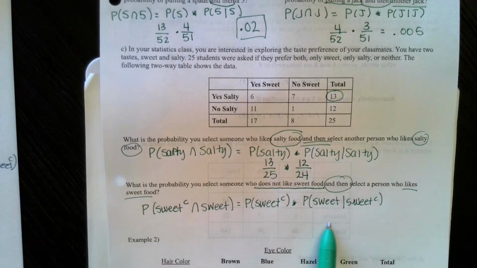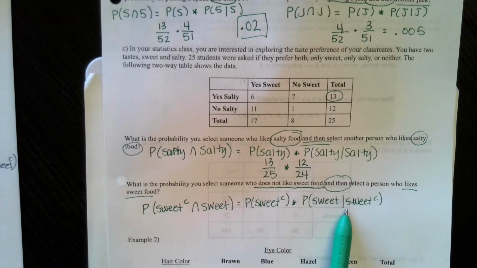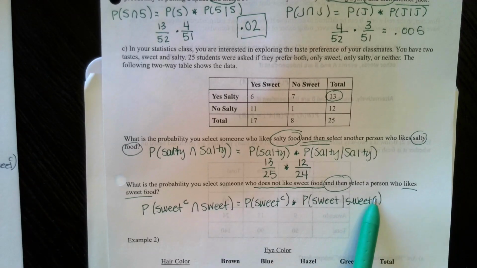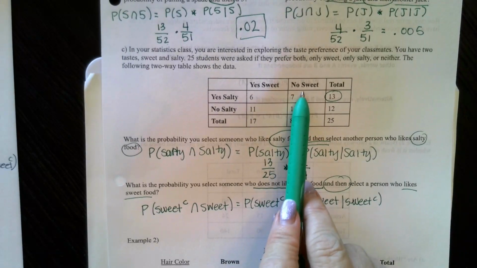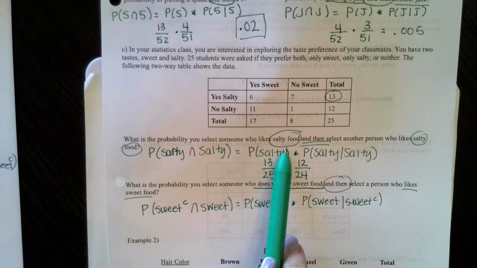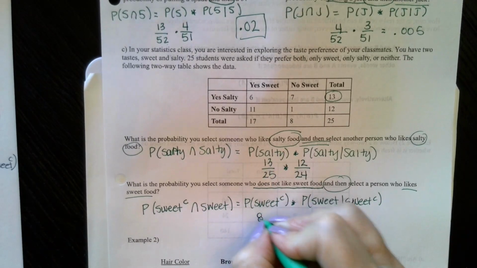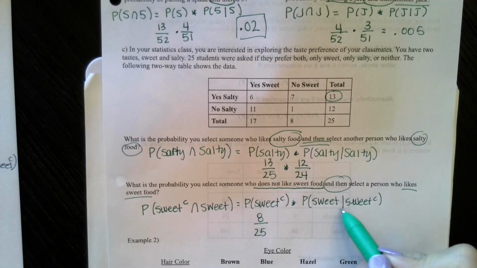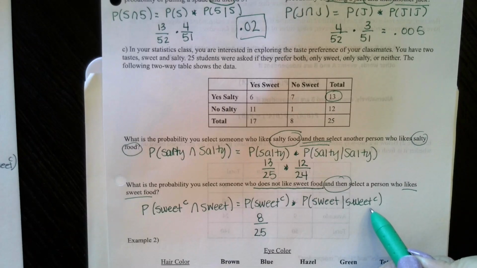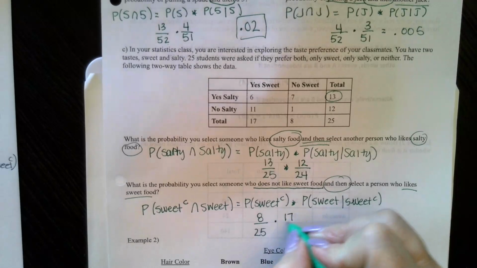So what does this say here? What this is saying is that our sample space has changed, and we're only pulling out of the sample space here that does not like sweet food. All right? So if we look at that, the probability that they do not like sweet, so up here, this would be no sweet, probability that they don't like sweet is going to be 8 over 25. Now, the probability that they do like sweet, given that we've already picked someone who doesn't, is now going to be 17 over 24.